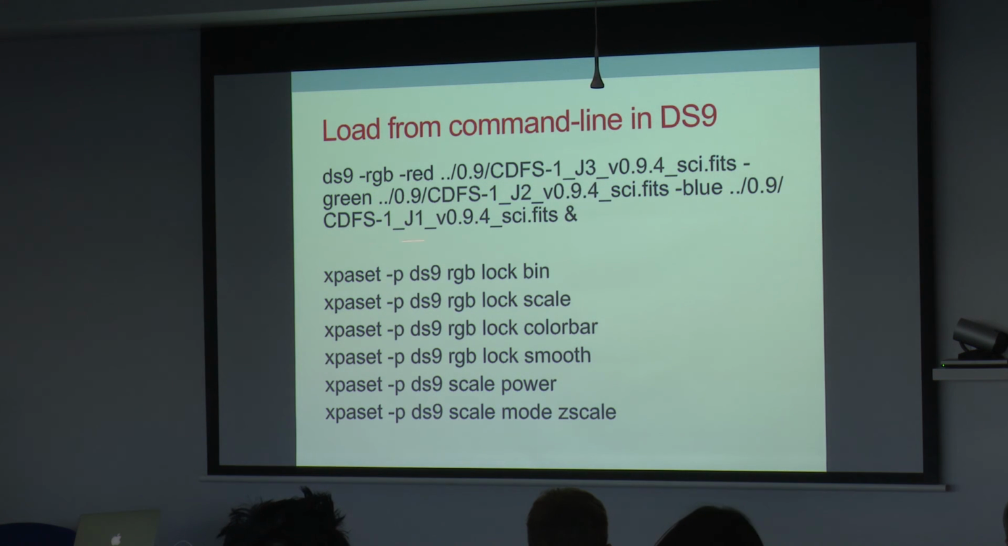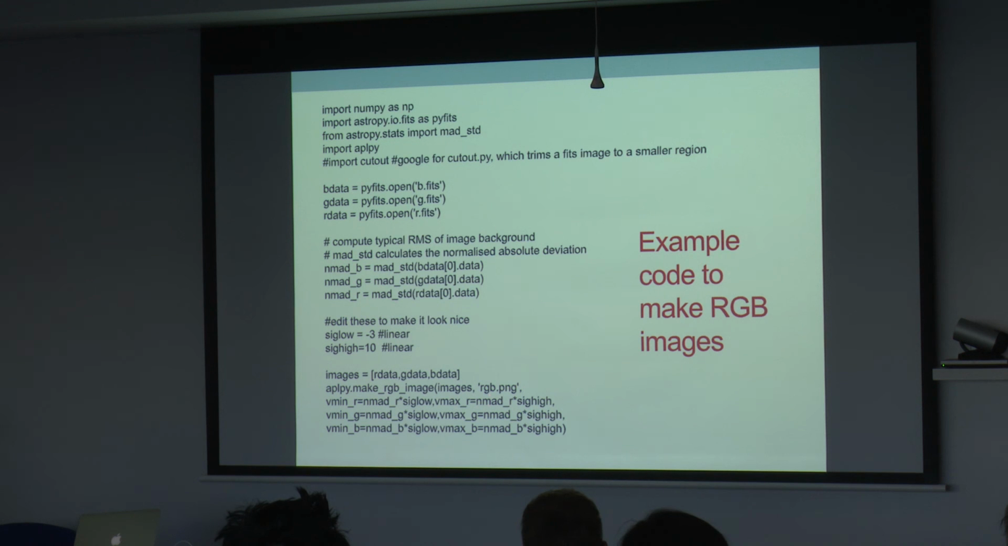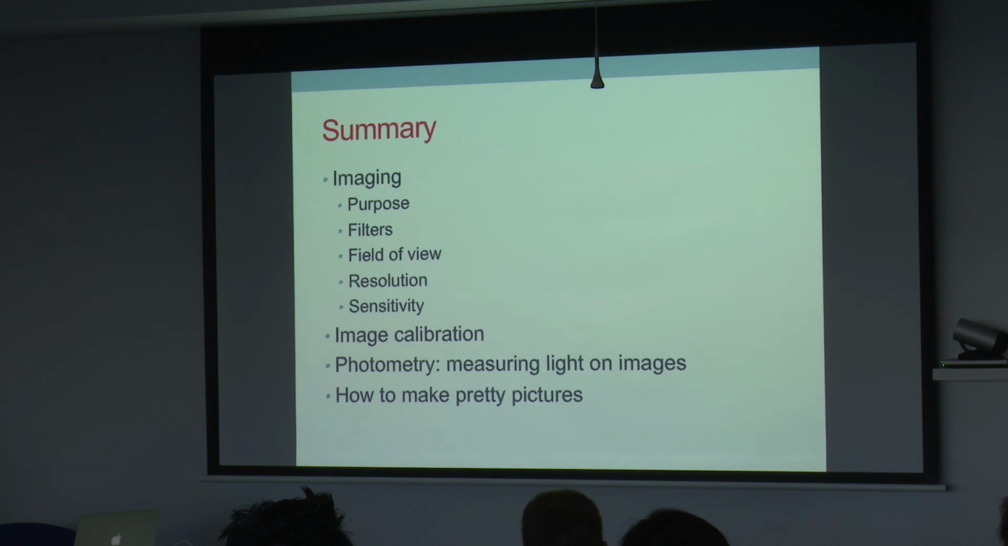Here's a bit of command line code to load up 3 separate images into the 3 channels. There's a cool command line utility called XPA set, which sets DS9 up to make a pretty functional, pretty useful 3-color composite image right out of the box that you can zoom around with. If you want to use Python to really fine-tune it, here's some code. I think you'll have a chance to do this later on in the workshop. And I'll just finish up there and take any last questions. Thank you very much.